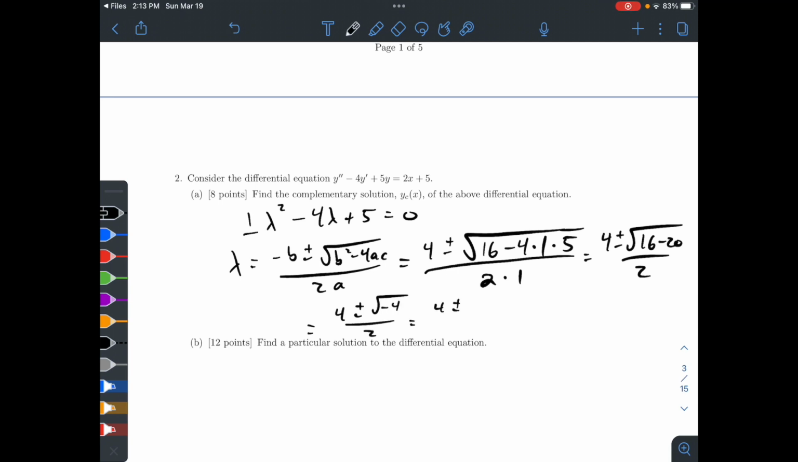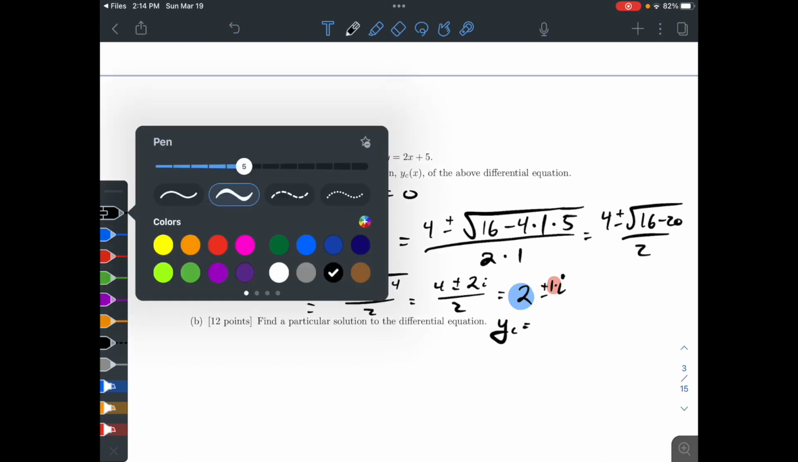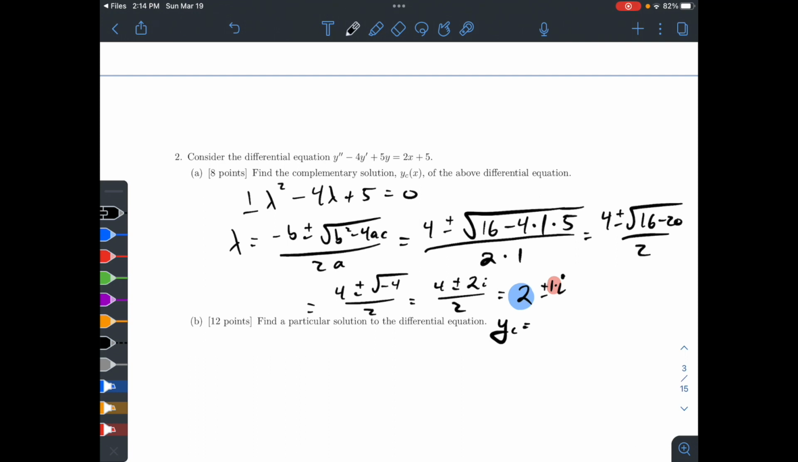So this is 4 plus or minus square root of 4 is 2, so square root of -4 is 2i. I'm going to simplify: 4 over 2 is just 2, and then plus or minus 2i over 2 is just i. All right, so what's our complementary solution? y_c is equal to, well, what's our alpha, what's our beta here? This is basically 2 plus or minus 1i. So alpha is 2 and our beta is 1.